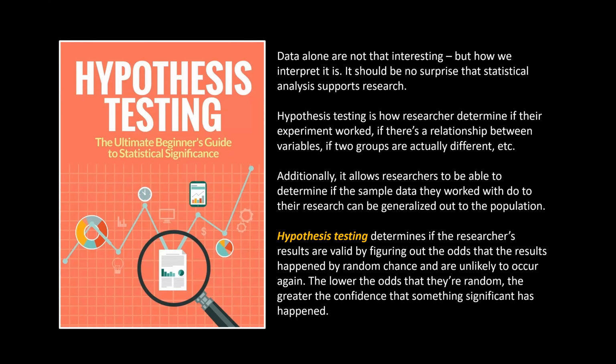Hypothesis testing determines if the researcher's results are essentially valid by figuring out the odds that the results happen by random chance. If the odds are really, really low that this is just random, then the researchers can go into talking about their study with a very high degree of confidence that they found something really significant. So the lower the odds, the greater the confidence that something significant has happened. And hypothesis testing allows us to do that. But there's a couple really interesting or important components of hypothesis testing that you have to understand as we move forward.